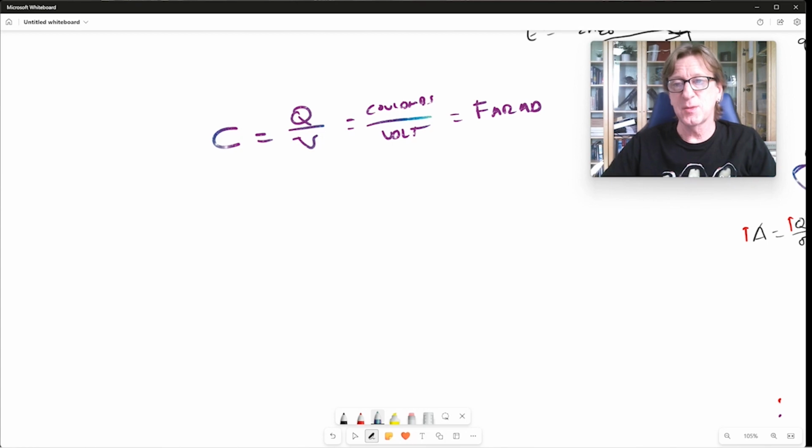So most of the capacitors that we're going to be working with, that you'll see around, will be on the order of microfarads or even picofarads. Remember that if you have a 1 farad capacitor, you have a deadly weapon in front of yourself.